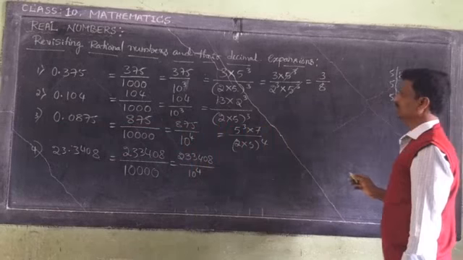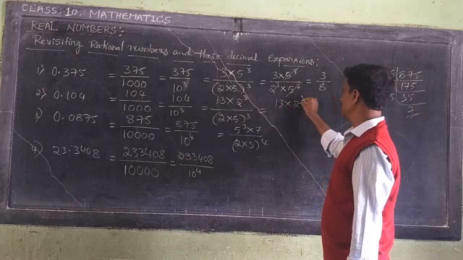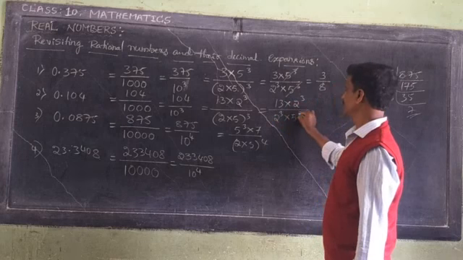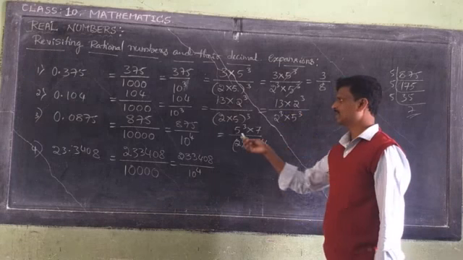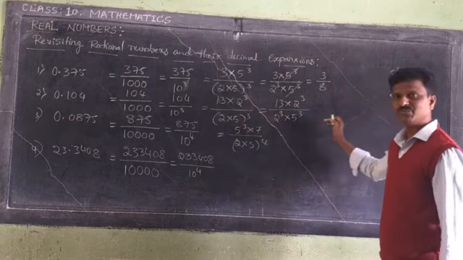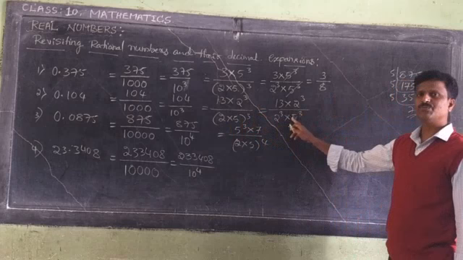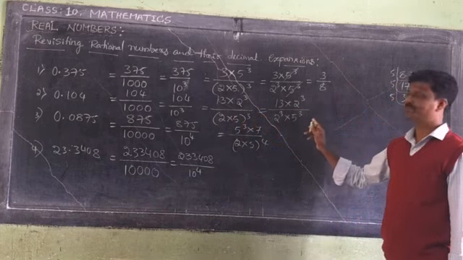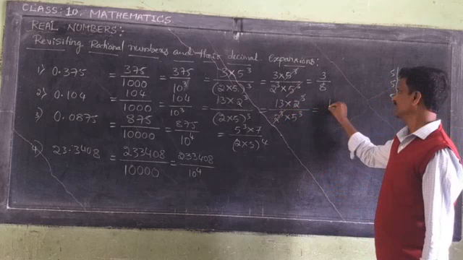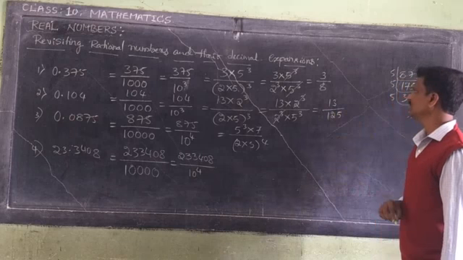Okay. Here you observe 13 into 2 cube divided by 2 cube into 5 cube. Because we have a formula: a into b all to the power of m is equal to a to the power of m into b to the power of m. Here 2 cube and 2 cube get cancelled. 13 divided by 5 cube, and 5 cube means 125.